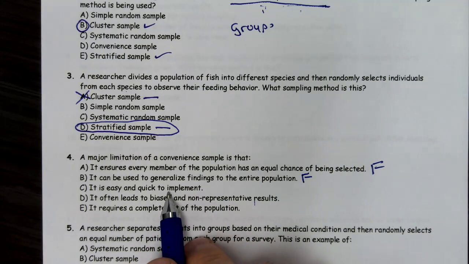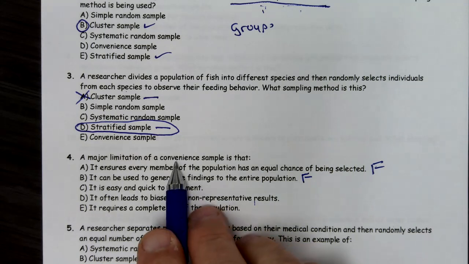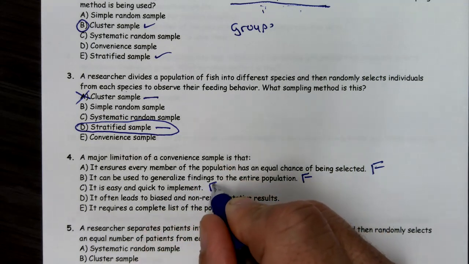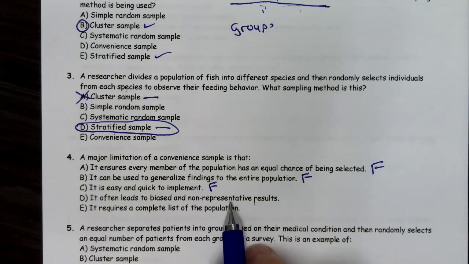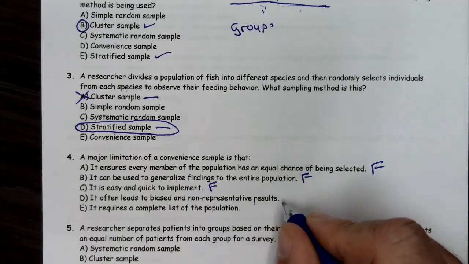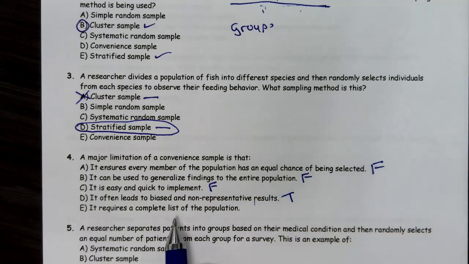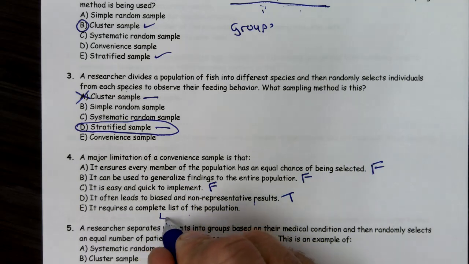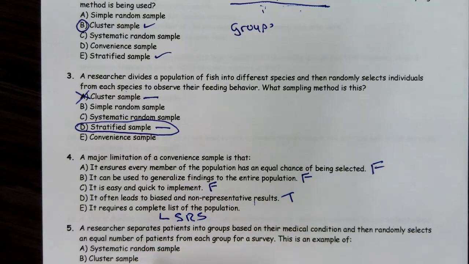It's easy and quick to implement. This is supposed to be limitation, so that's false. It often leads to bias in non-representative samples. That's true. That looks like our answer. It requires a complete list of the population. No, that's a simple random sample requires a complete list of the population. All right, so our best answer choice on that is D. A convenient sample limitation is it often leads to bias and non-representative results.